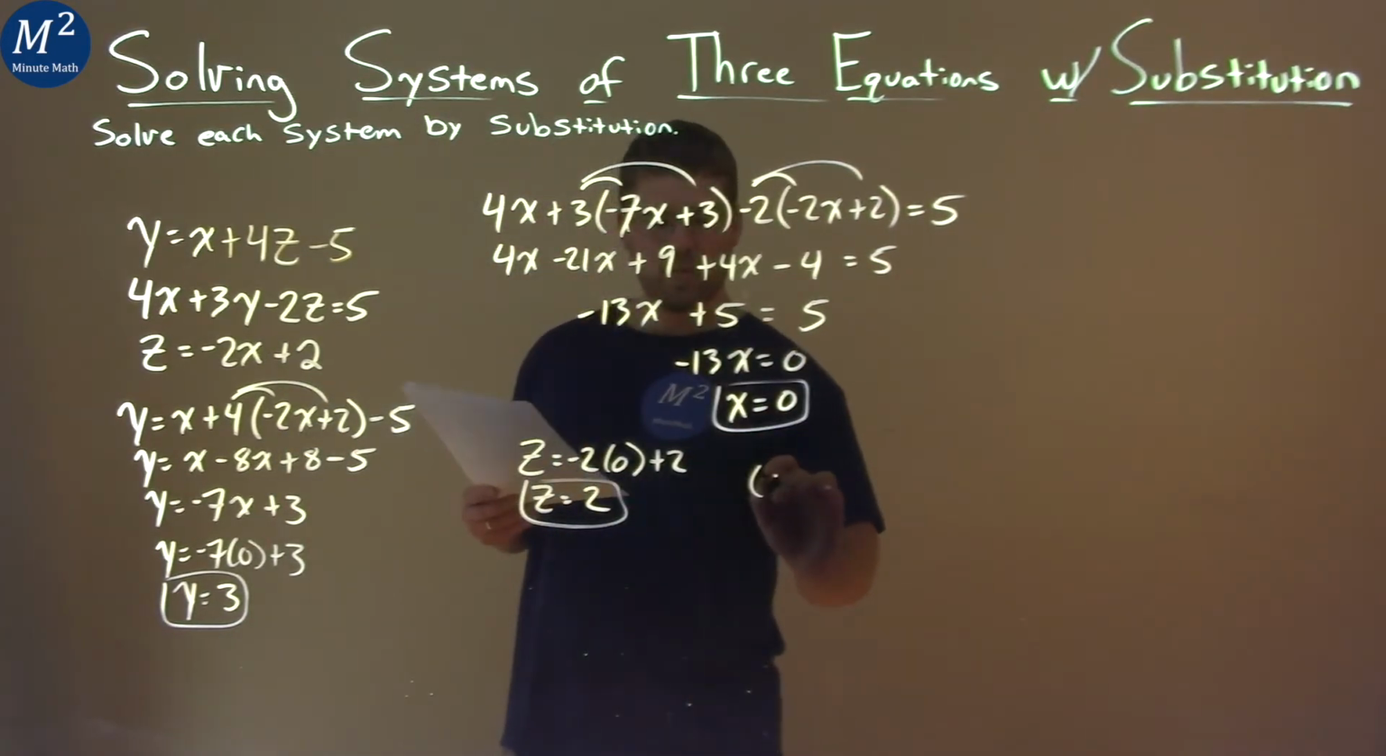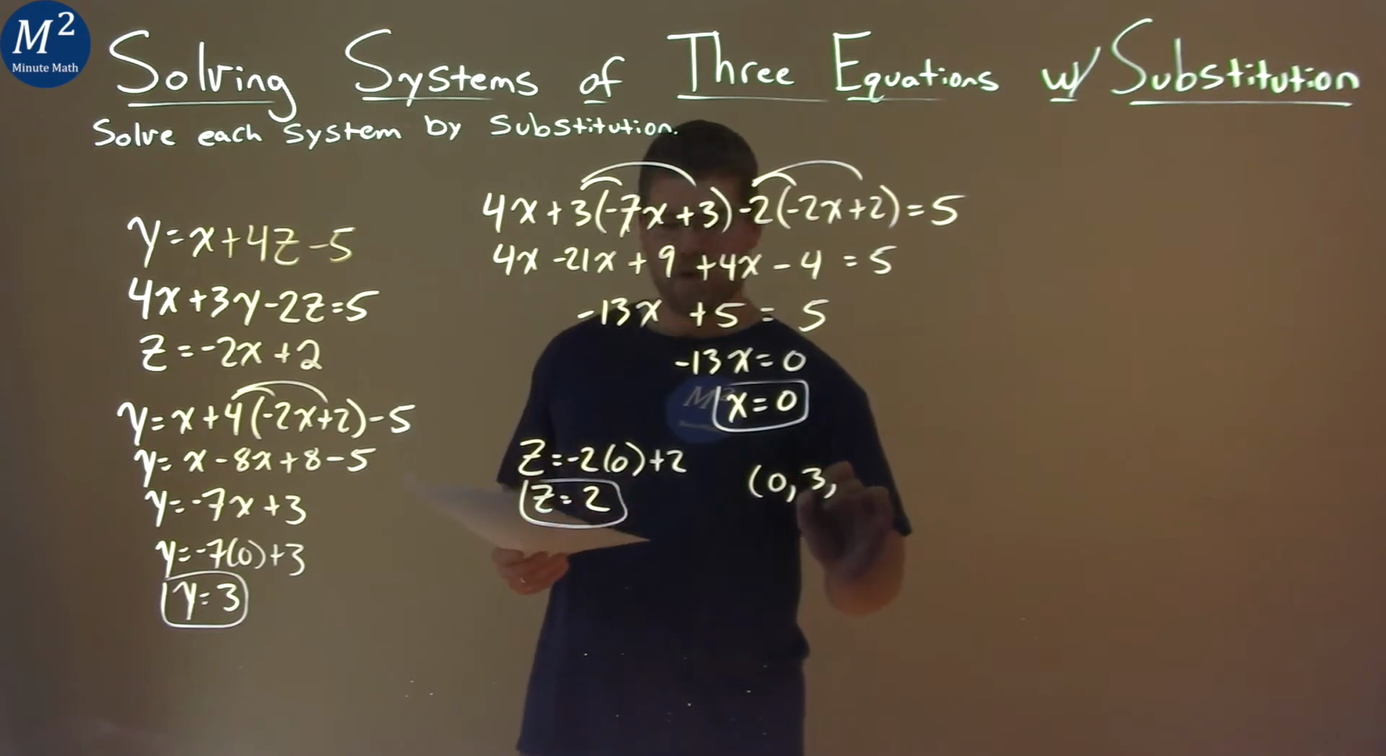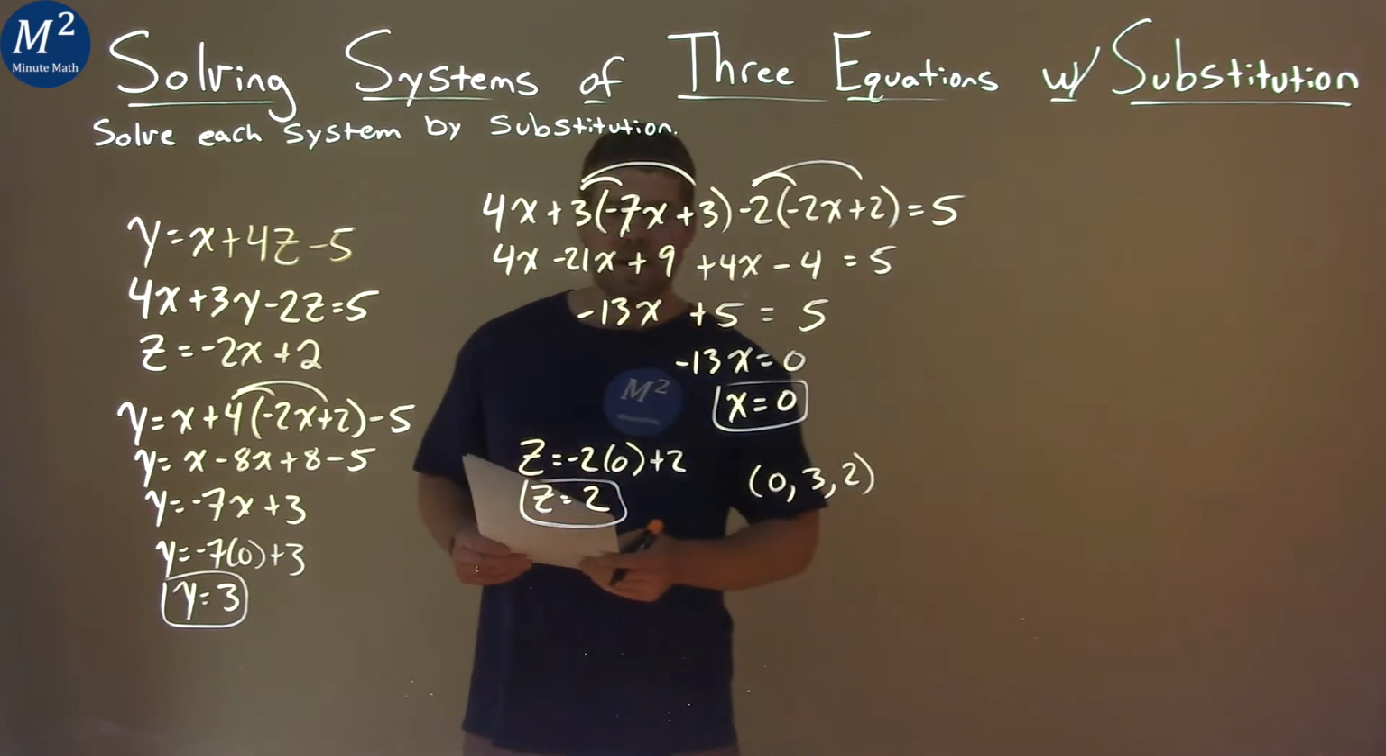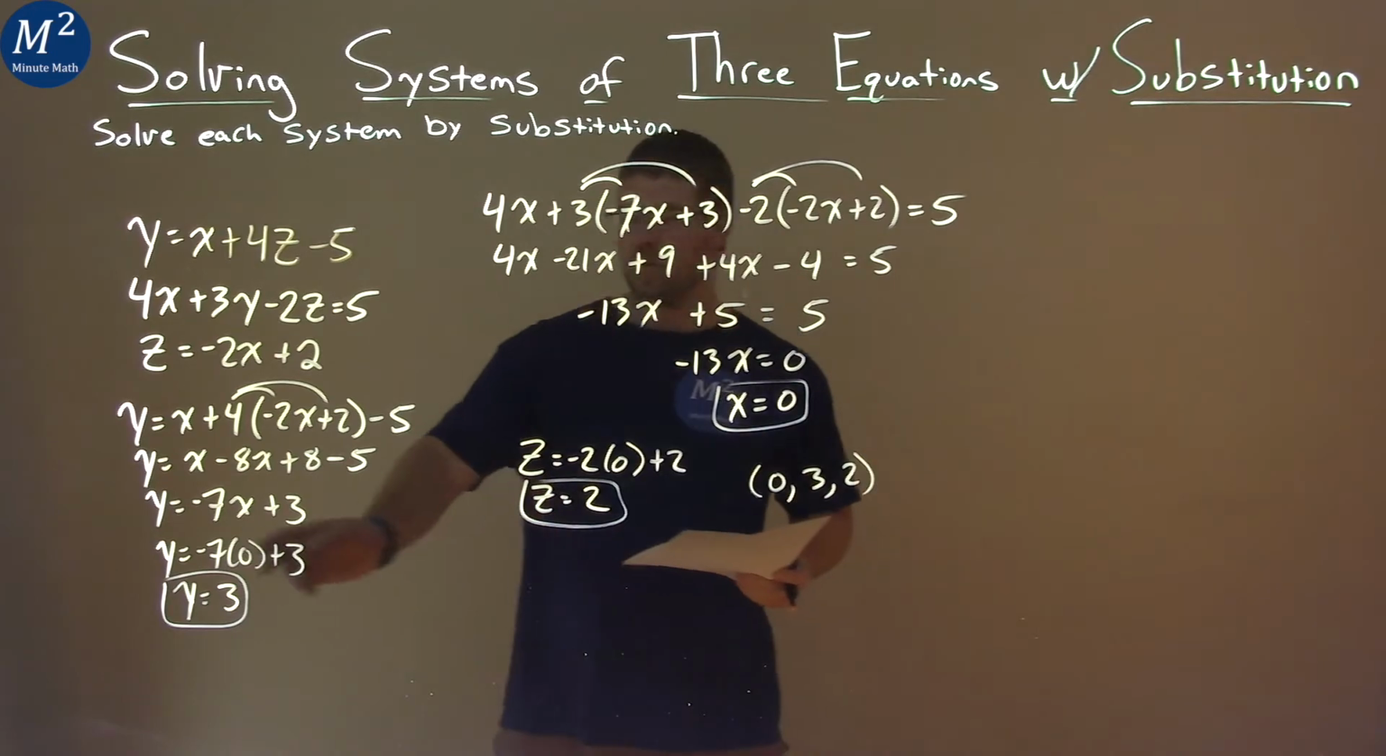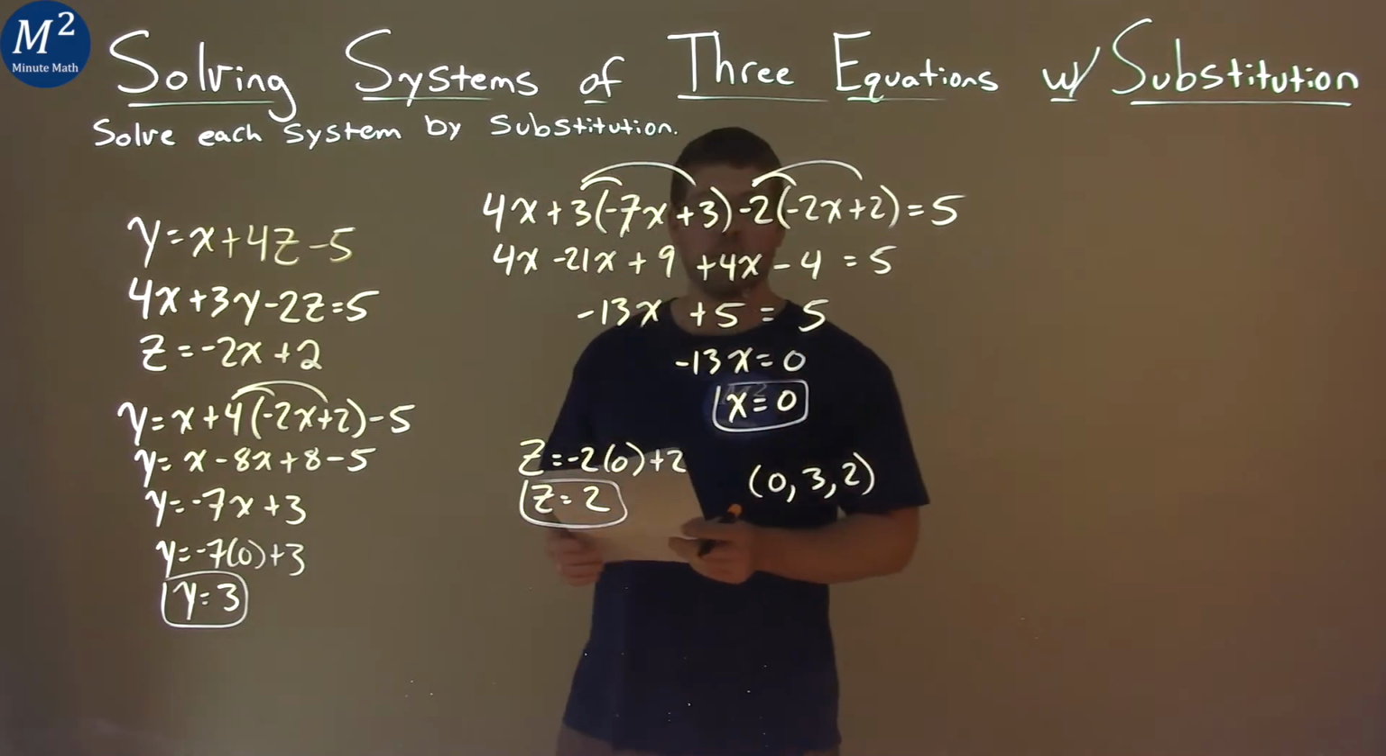So we can write the coordinate point: 0 for x, 3 for y, and z is 2. And again, that's our final answer. x equals 0, y equals 3, and z equals 2.